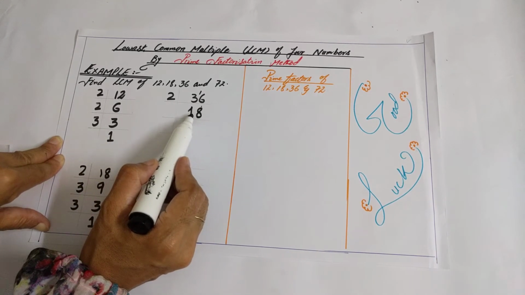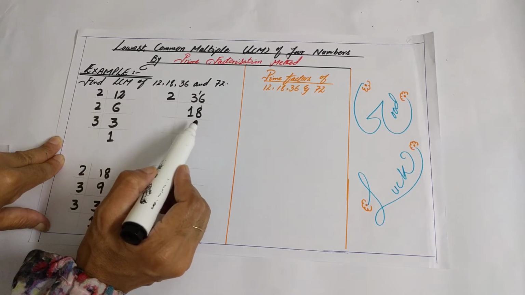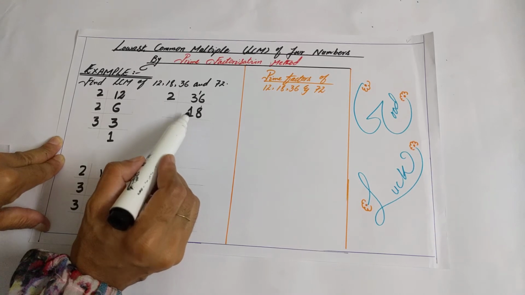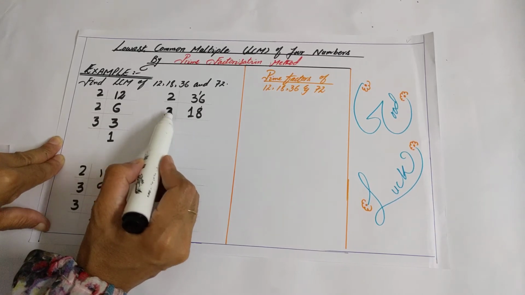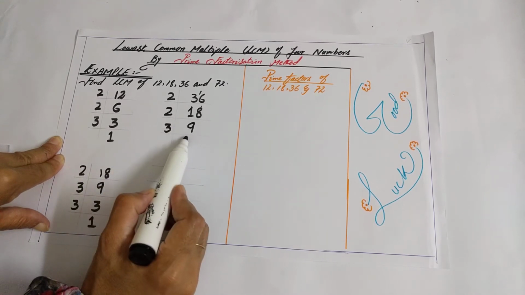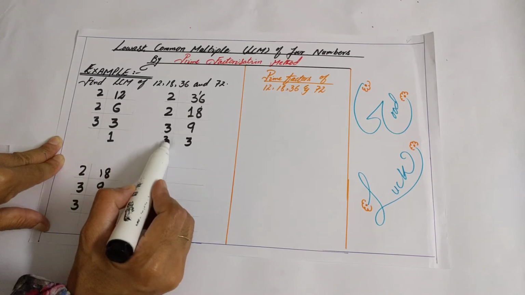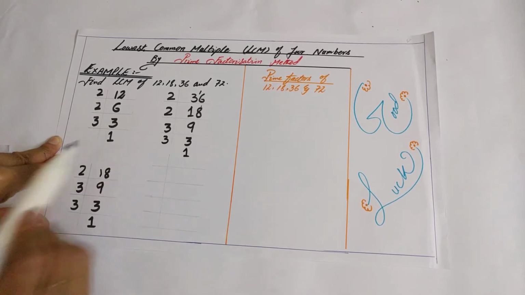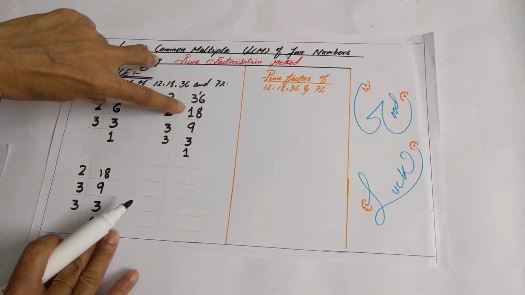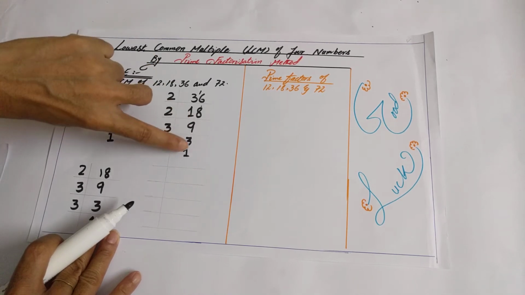Now 18 is divisible by 2, 18 is divisible by 3, 18 is divisible by 6. But what is the rule? Firstly check by the smallest prime number 2. If divisible by 2, then you have to divide it by 2. 2 9s are 18, 3 3s are 9, and 3 1s are 3. Got it? 2 18s are 36, 2 9s are 18, 3 3s are 9, and 3 1s are 3.